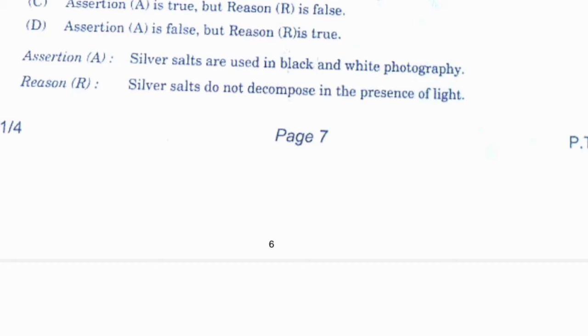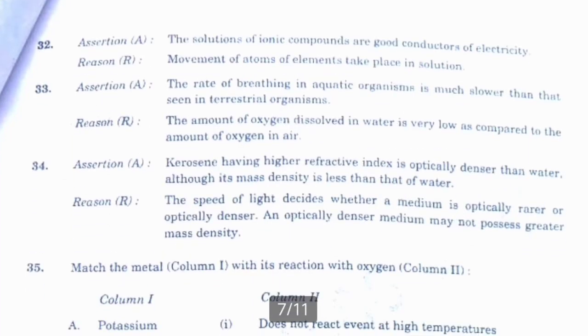So next question we have, that is question number 32. Assertion: the solution of ionic compounds are good conductors of electricity. Reason: movement of atoms of element takes place in solution. So option number B is correct, which means both assertion and reason are true, but reason is not the correct explanation of the assertion.